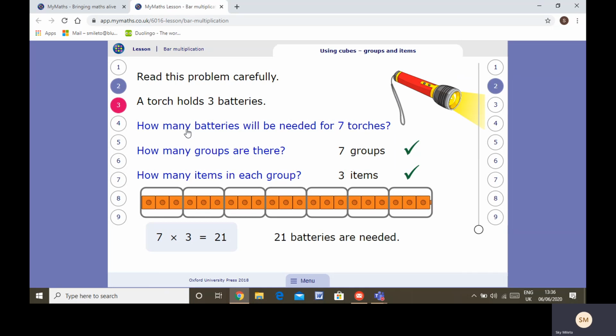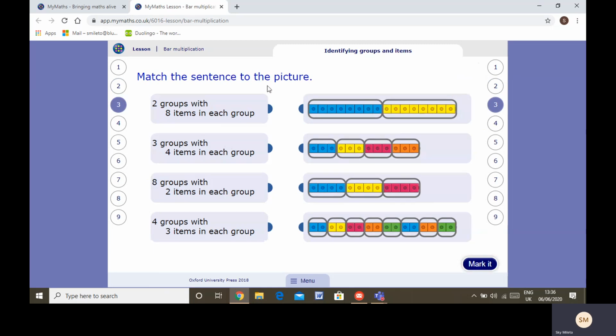So we can match the sentences with the pictures. You can pause this and try it yourself, or you can have the lesson up and do it yourself, or you can watch me. 2 groups with 8 items in each group. So I'm going to look at the ones which is 2 groups. The only one with 2 bars is this top one.